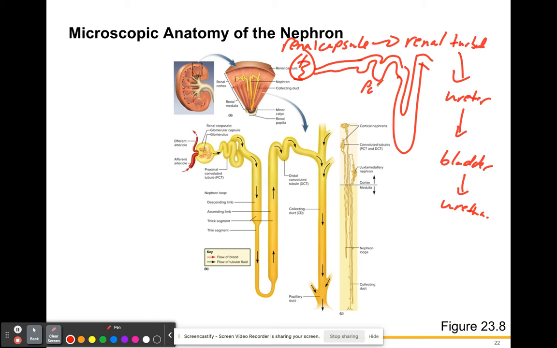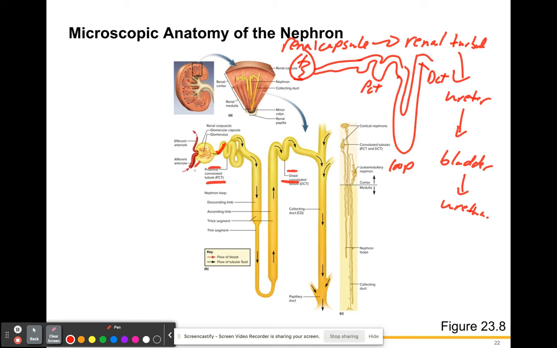So here's your proximal convoluted tubule. Here's your loop. Here's your distal convoluted tubule, which will then lead into the ureter and the bladder and everything else. Okay, why is this called the proximal convoluted tubule? And why is this one the distal? Look at which one's closer to the Bowman's capsule, right? Proximal means closer, distal means further away, right? So this tubule here is closer to the Bowman's capsule, so we call it the proximal convoluted tubule. This one is further away, so we call it the distal convoluted tubule.